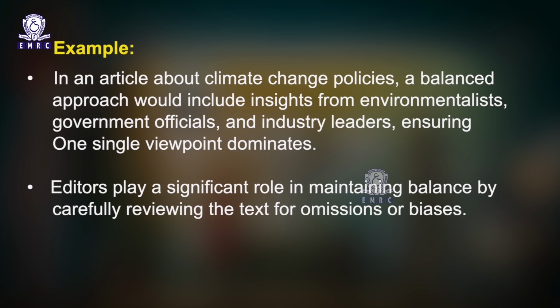Editors play a significant role in maintaining balance by carefully reviewing the text for omissions or biases. The slower production cycle of newspapers and magazines provides journalists with the time needed to research, verify facts, and present a well-rounded narrative. However, balance in print media can occasionally be influenced by editorial policies or the publication's leaning, though these biases are often subtle compared to other platforms.